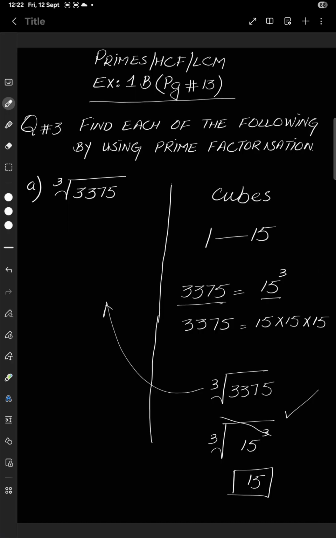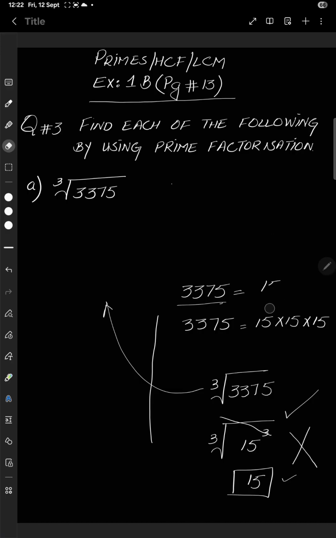Even though your way of doing this question is right, in this particular case, question number 3, they have clearly mentioned find each of the following by using prime factorization. They ask you to find the cube root of 3375 and you already found the answer 15, but this way of solving is wrong because it has no prime factorization. We have to solve this question by using prime factorization, otherwise our answer will not be considered right.